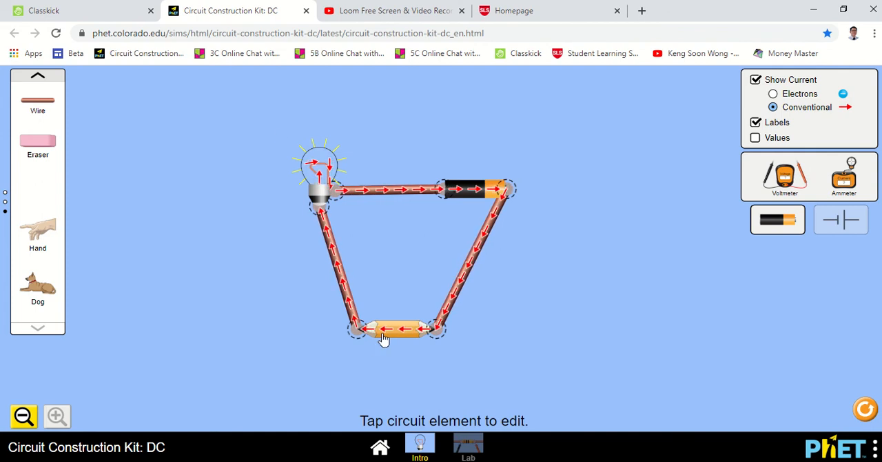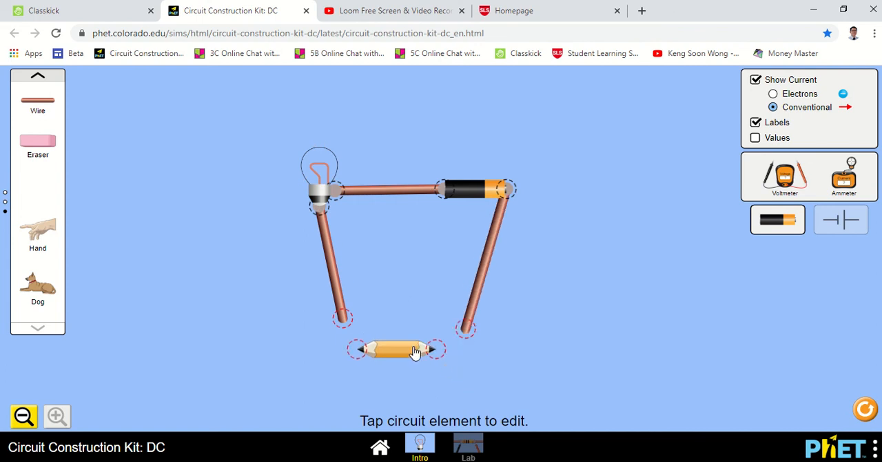So if I connect to the pencil lead, which is made of graphite, it can conduct electricity. It will be a closed circuit. However, if it's connected to the wooden part of it, it is an insulator of electricity. It will not conduct electricity, so it will be an open circuit. Okay, so this is the example, so I will not talk too much over here.